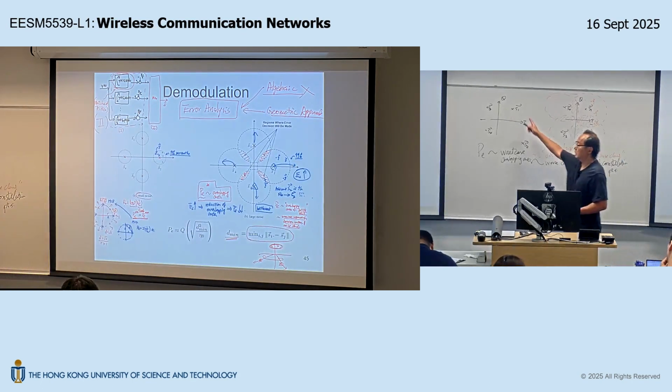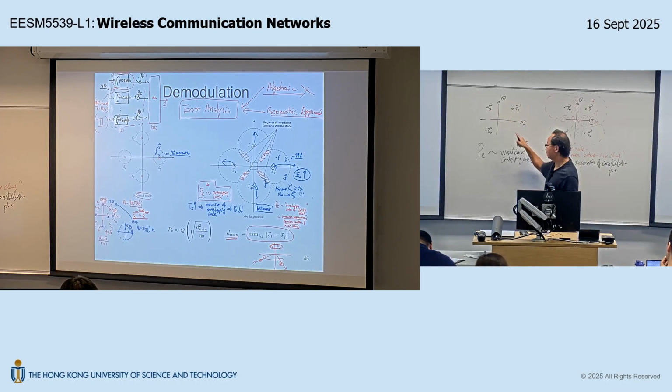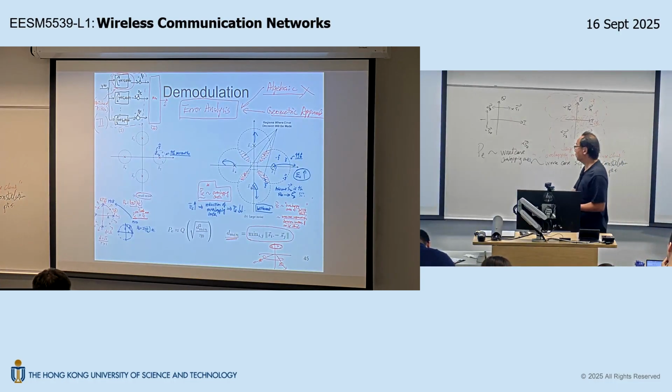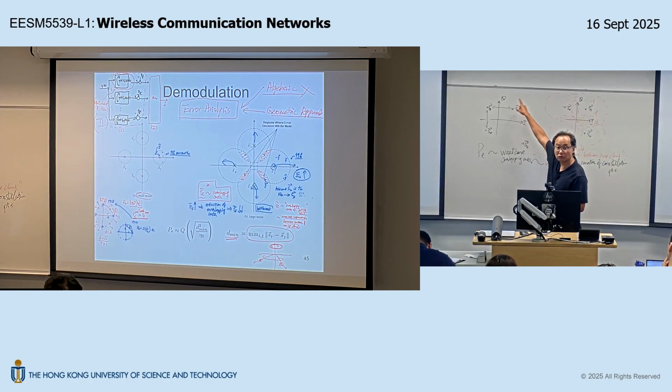So for 4 points like this, the worst case separation is not between this one and this one, not between this one and this one, not between this one and this one, but between these two and these two. Is that okay? So you can argue most of the errors will not be coming from S2 into something. Most of the errors will be, for example, S1 into S3 or S3 into S4. Is that okay?